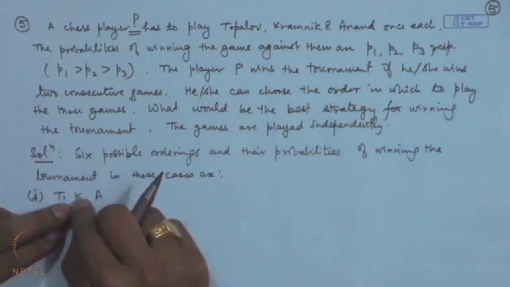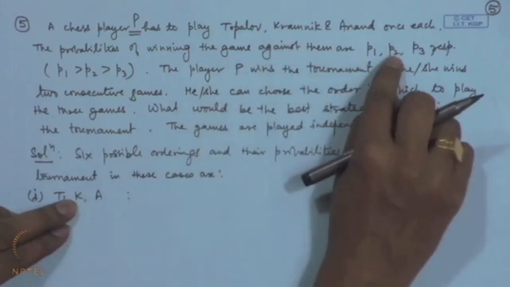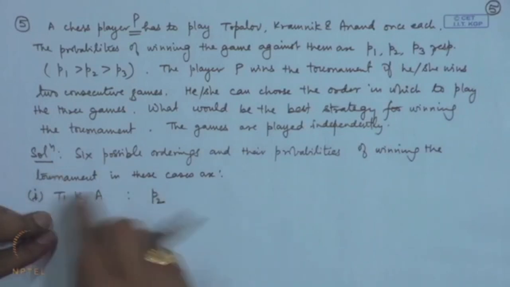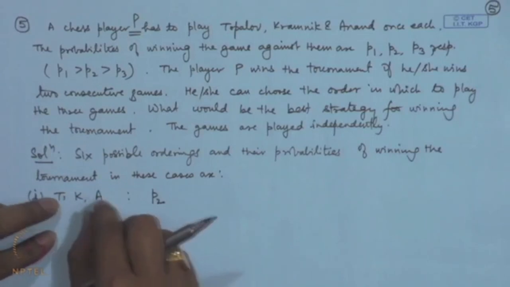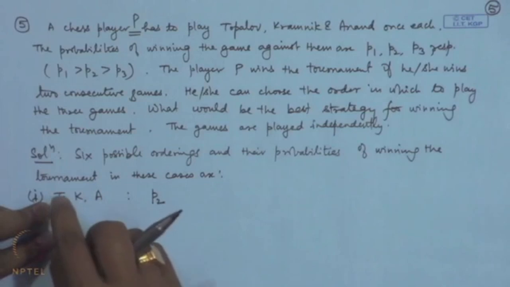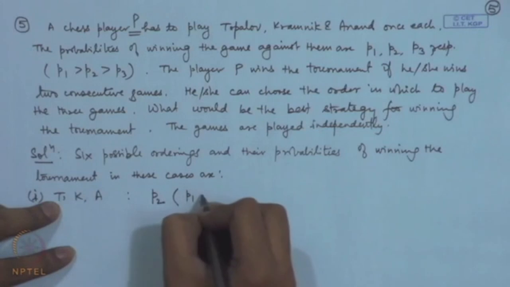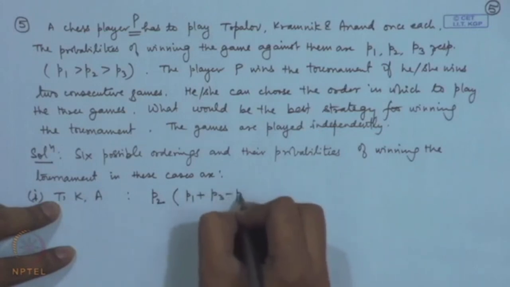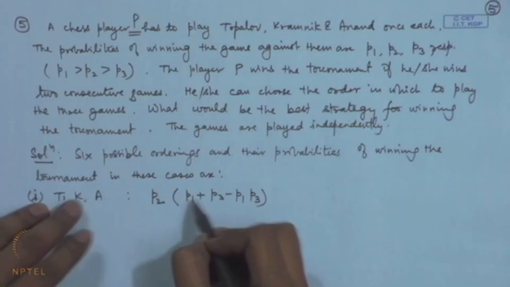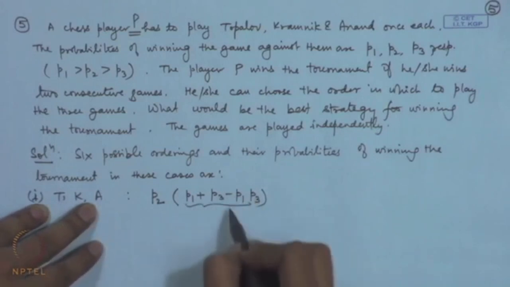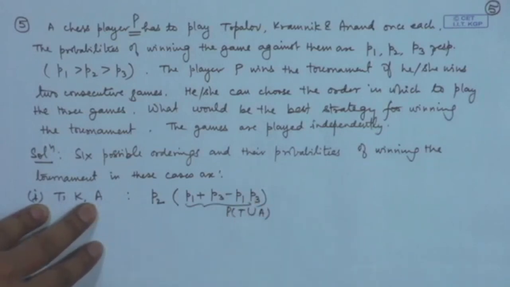That is, the probability of winning against Kramnik is P2. So, certainly this should be possibility. Then out of T and A, I should win at least one. That means if I win all the three, then also it's fine, or if I win T, lose A, or if I win A and lose T, then also it's fine. So, I can write it as the probability of P1 plus P3 minus P1 into P3. Now, what is this probability coming? This is probability of T plus probability of A minus probability of T intersection A. That means this is actually denoting probability of T union A.